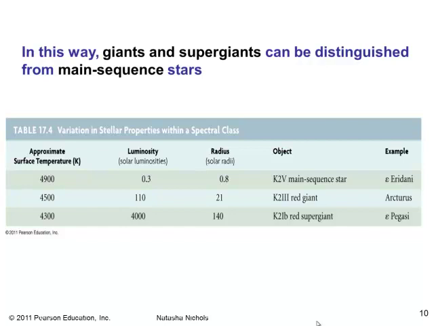If we take a look at a surface temperature of about 4500 Kelvin, solar luminosity 110 times the luminosity of the Sun, solar radius 21 times the radius of the Sun, the object is K2 III, a red giant. An example would be Arcturus, and so on and so forth.